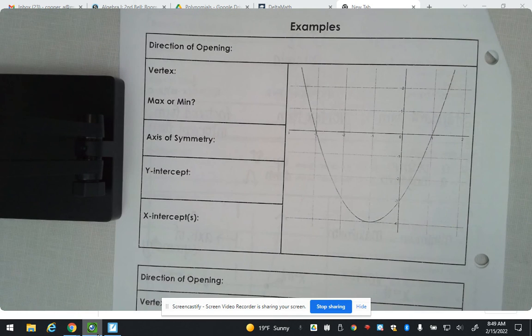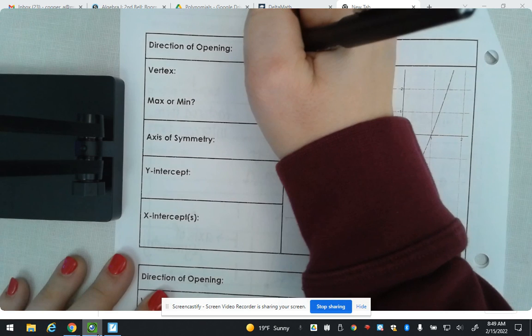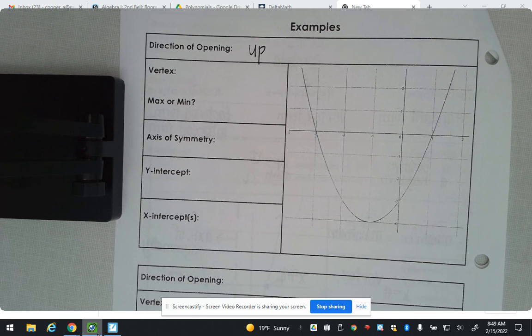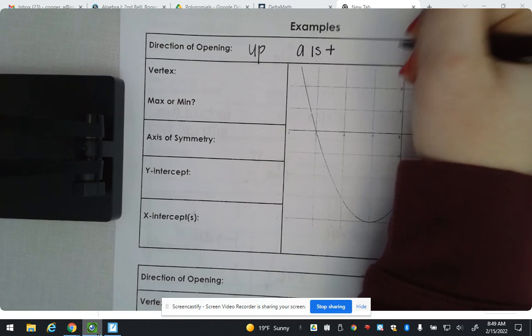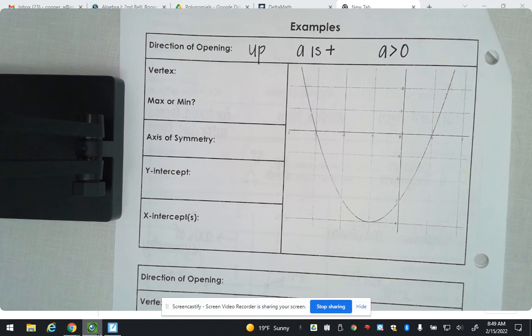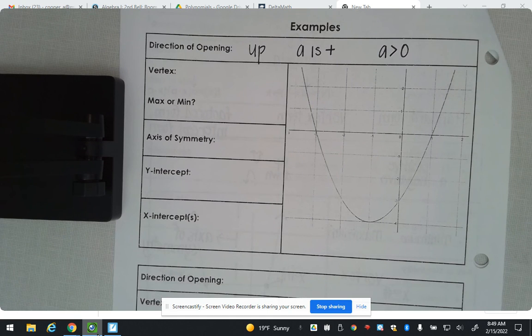Okay, first graph right here. First question, direction of opening. What do you think that means? You're going to ask yourself if it opens this way or this way. It's going to open up or down. Which one does this one open? This opens up. Now the next thing I'm going to have you write down, if it opens up, is that a value positive or negative? It's positive. So you could write a is positive, or you could write a is greater than 0. The reason I want you to recognize that is when you put something in Desmos, you make sure you're not putting something in wrong. Okay?